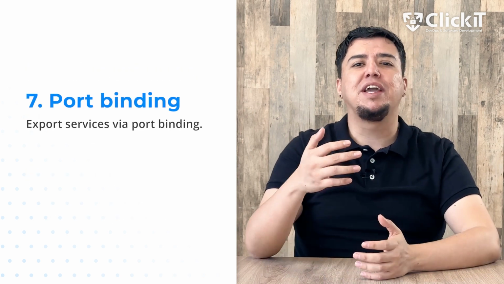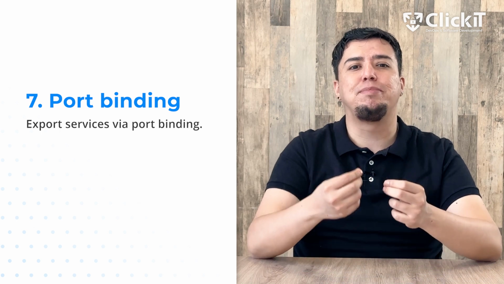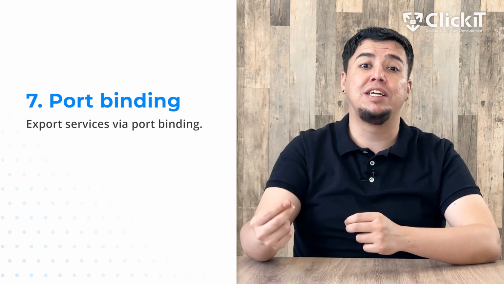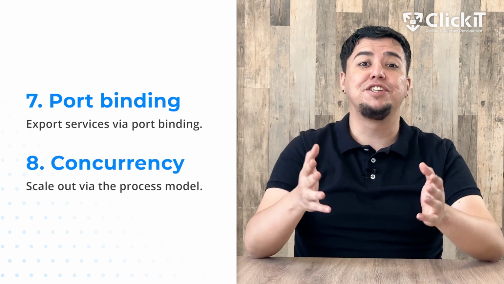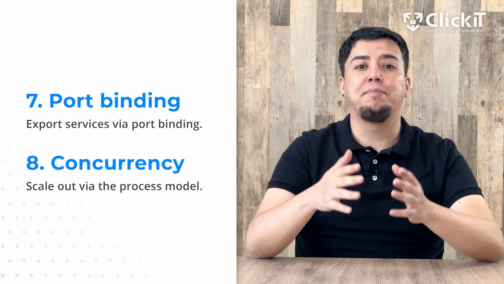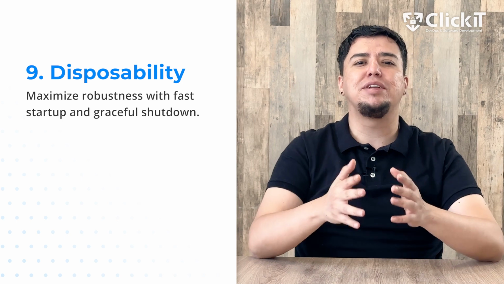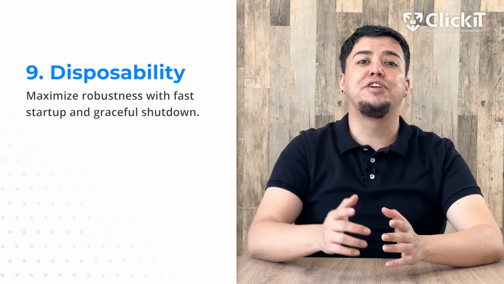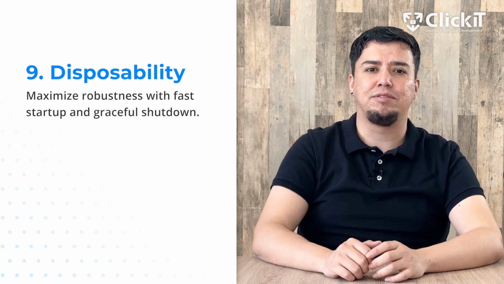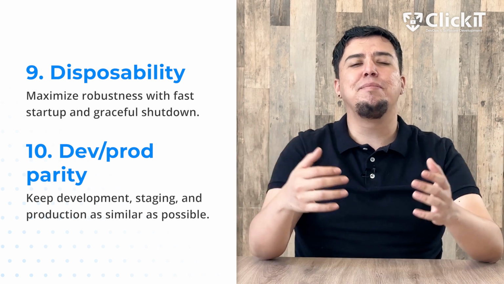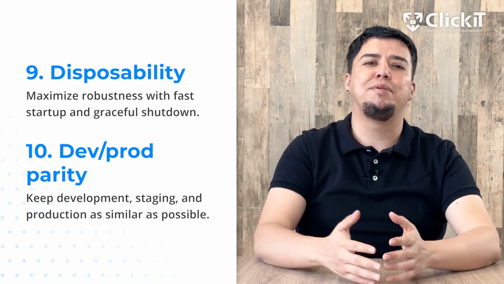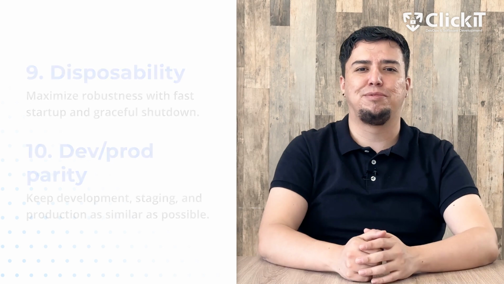Port binding. Applications should be self-contained and should explicitly declare the port they will listen on. Concurrency. Applications should be able to scale horizontally by adding more processes. Disposability. Applications should be able to start and stop quickly and should gracefully handle any shutdowns. DevOps parity. The development, staging, and production environments should be as similar as possible.